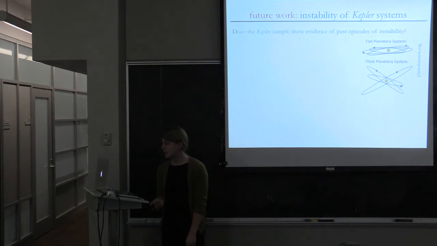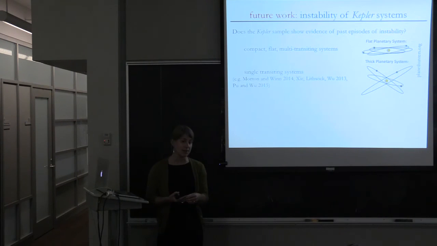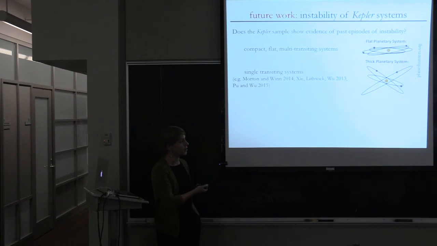The question that I started out with was whether or not instability affected the Kepler systems. The first question that we answered was trying to understand theoretically what causes instability of these systems. But the next step is to look and see if there's any evidence that instability occurred. You might imagine that instability would take a flat planetary system like this and turn it into a more dynamically excited system like this. If we looked here, we would likely only see one planet transit, whereas if we looked at this system, we'd see multiple planet transits.